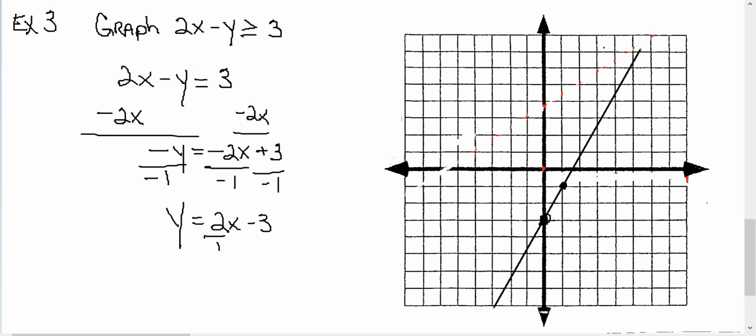Then I'm just going to use my test point of 0, 0 and plug it into the original inequality. So again, that's going to be 0 minus 0 is 0. 0 is greater than or equal to 3. Is 0 greater than or equal to 3? No. So that is false for 0, 0. So my shaded area is going to be over on this side of the line.